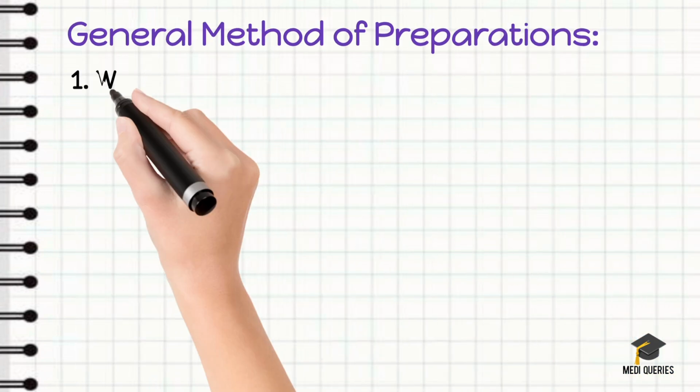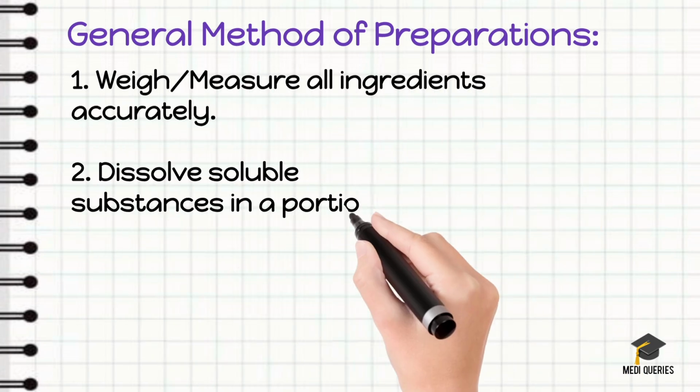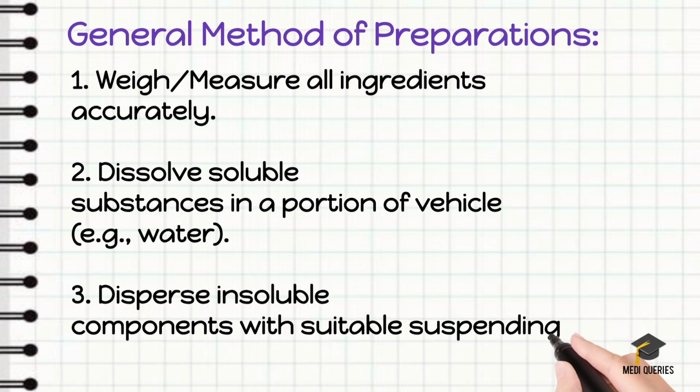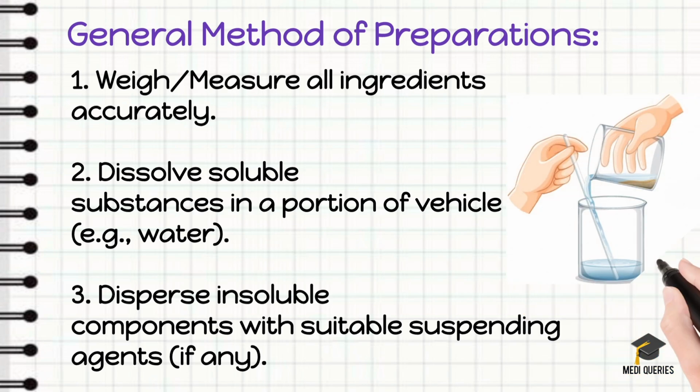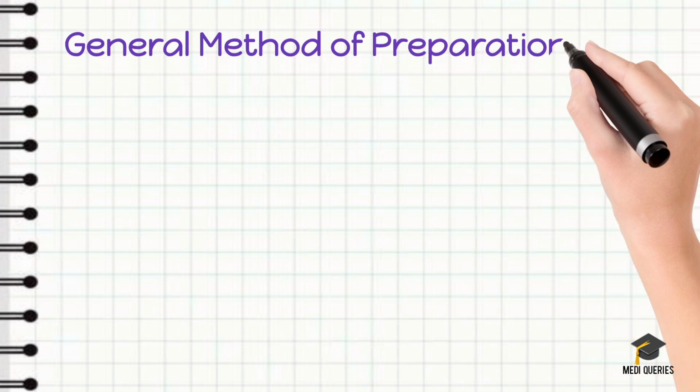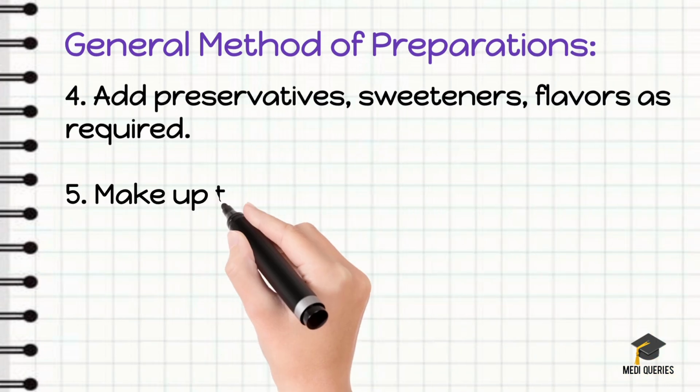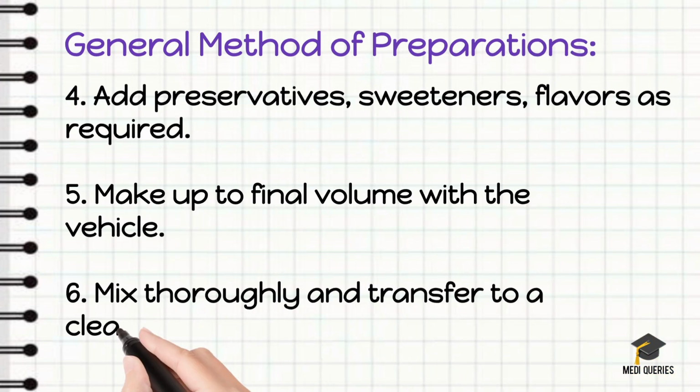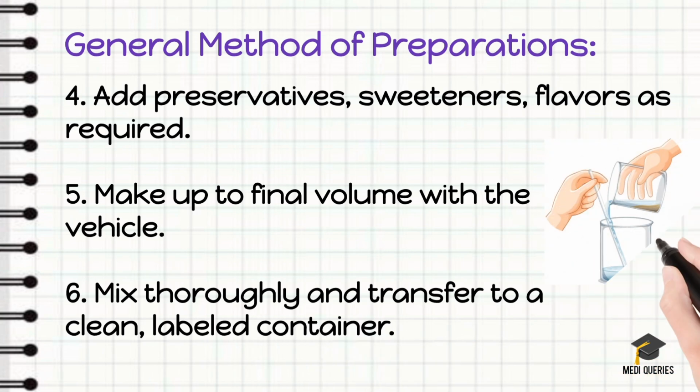So coming to the general method of preparation of these mixtures. First of all, we have to weigh all the ingredients accurately. That is the first step. Then dissolve the soluble substances in a portion of the vehicle, like water. After that, disperse the insoluble components with a suitable suspending agent, if any. After that, add the preservatives, sweeteners, flavors as required, and then make up to the final volume with the vehicle. Mix thoroughly and transfer to a clear labeled container. So this is the general method of preparation adopted for the mixtures.